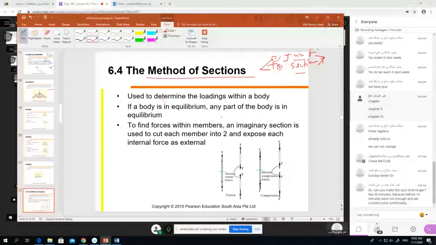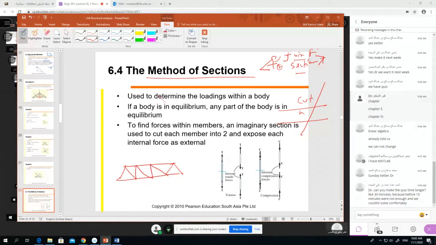What is the method of sections? Method of sections means cutting a section, cutting the truss into two pieces. As an example, this is a truss, and you are asked to find the force for these three members. If we use the method of joints, we have to start here: first this joint, then this joint, then the next, and so on. It will take a long time.